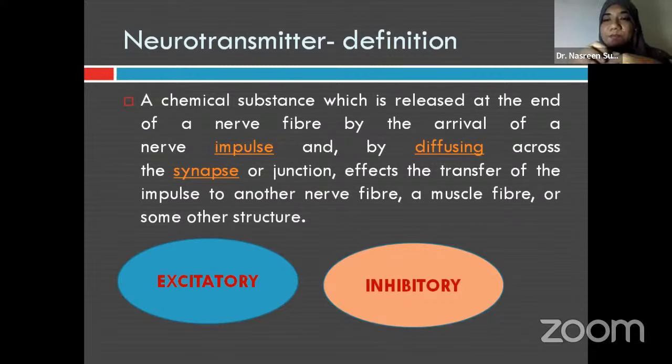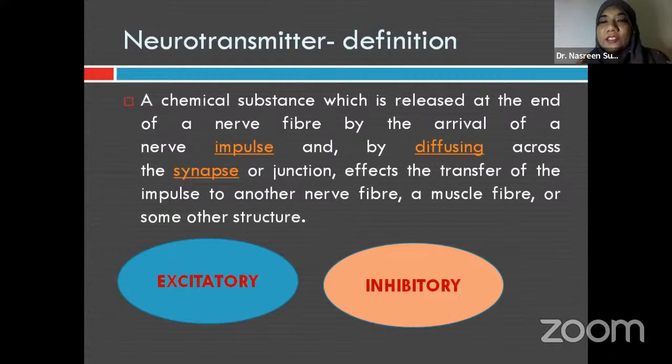Impulse has arrived. This is a synapse. It is a gap between two neurons. Impulse has arrived. This neuron will release a neurotransmitter in the synapse, by the arrival of a nerve impulse and by diffusing across the synapse or junction. Means it is released in the synapse. Now from this open space, from this synapse, it is going to travel towards the other neuron.